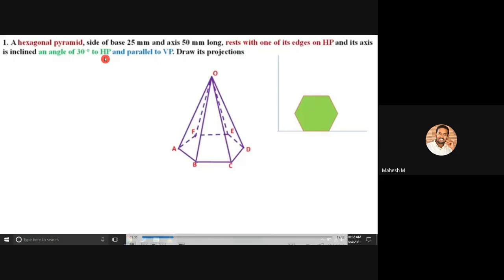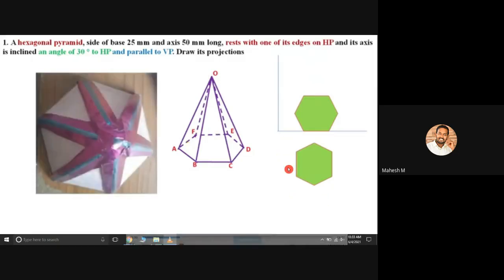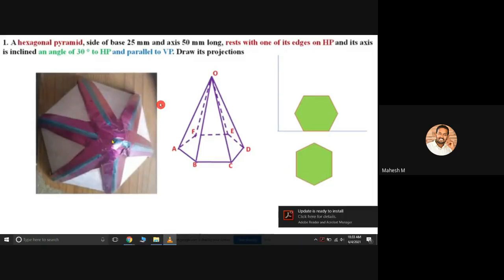Okay, so your top view will look like a hexagon. So you should create your hexagon like this. So this is our hexagon for this problem, and this hexagon should be in the top view because it rests with one of its edges on HP. So on HP, and also we are having an inclined angle with HP. So you should create your hexagonal shape in the top view position. So this is our hexagonal pyramid.